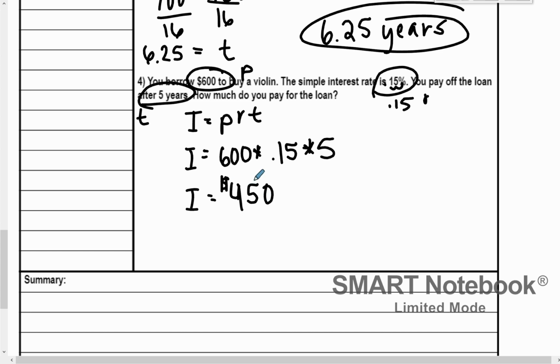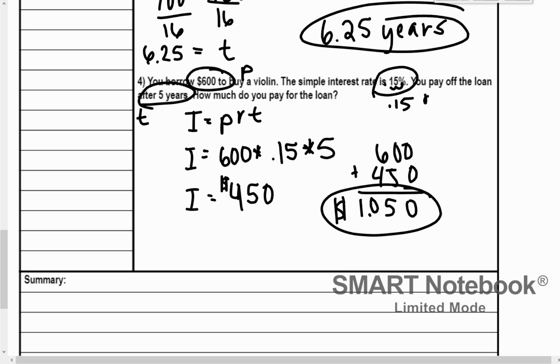Okay, but that's not what the question asked. The question did not ask how much interest are you paying. It's asking how much are you paying for the loan. Okay, so now we have to add our principal, how much money we borrowed to begin with, and how much interest we paid them over the course of those 5 years. So we would add our 600 plus 450. We would get $1,050. That's crazy.